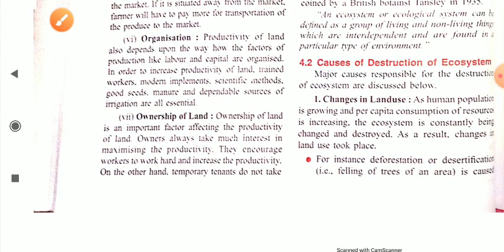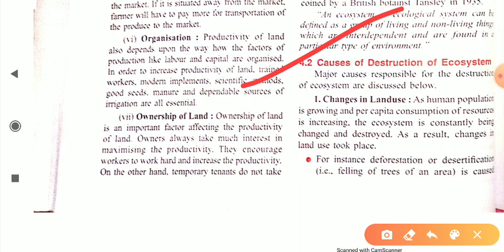Now the next point is causes of destruction of ecosystem. Dear students, you are all familiar that there are so many causes by which we are destroying our ecosystem, we are destroying our environment, and we have polluted our planet in such a huge amount that today we can see global warming and skin diseases caused by UV rays, and so many other diseases spreading in our world, in our planet, because of this destruction of ecosystem.